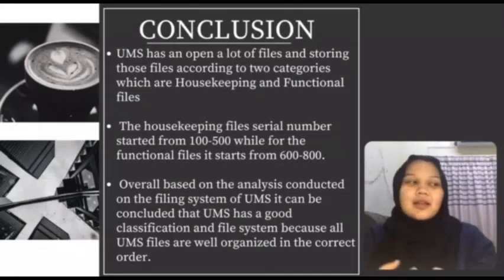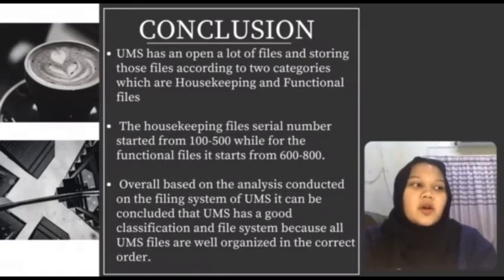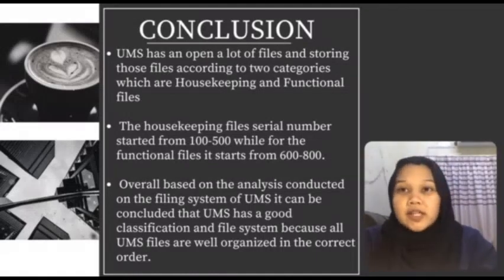In conclusion, UMS has opened a lot of files and stores those files according to two categories, which are housekeeping and functional files. The housekeeping file serial numbers start from 100 to 500, while for functional files they start from 600 to 800. Overall, based on the analysis conducted on the filing system of UMS, it can be concluded that UMS has a good classification and filing system because all UMS files are well organized in the correct order.